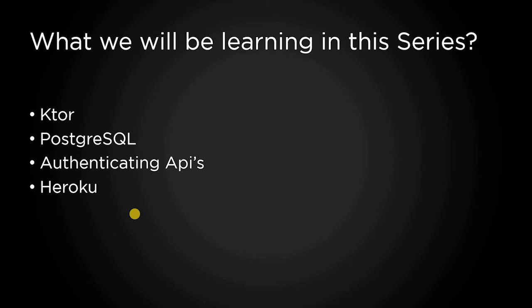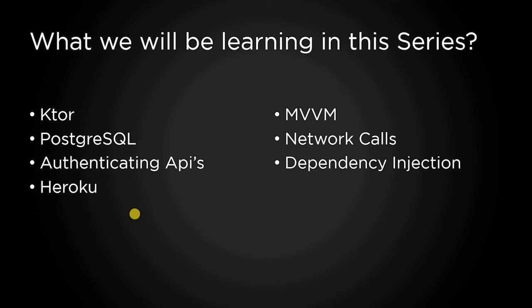Now let's see what things we will be learning while making our app. The first thing is we will be implementing MVVM architecture. It is Model-View-ViewModel architecture, which is recommended by Google. After that we will be learning how to make network calls. In that we will be learning how to handle sessions, how to handle cookies and all that kind of stuff. After that, a very important thing is dependency injection.